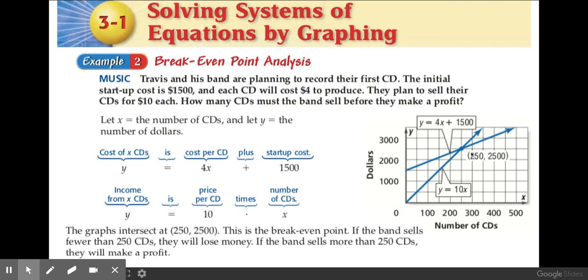And then after this break-even point, their income is higher than their cost. So if they were a band and they wanted to make money, they would be looking to be selling more than 250 CDs because then they start making money. Less than 250 CDs, they're not making money, right? Their cost is higher than their income.